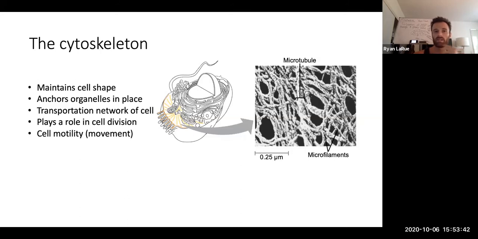The shape of the cell is maintained. Things moving around the cells are moved along these microtubules. They're important in cell division, movement of the cell itself. They're important, and they anchor the organelles in place. So I did want to mention the cytoskeleton. It's not to be ignored. It's still an important integral component here. And I actually have a really cool picture.